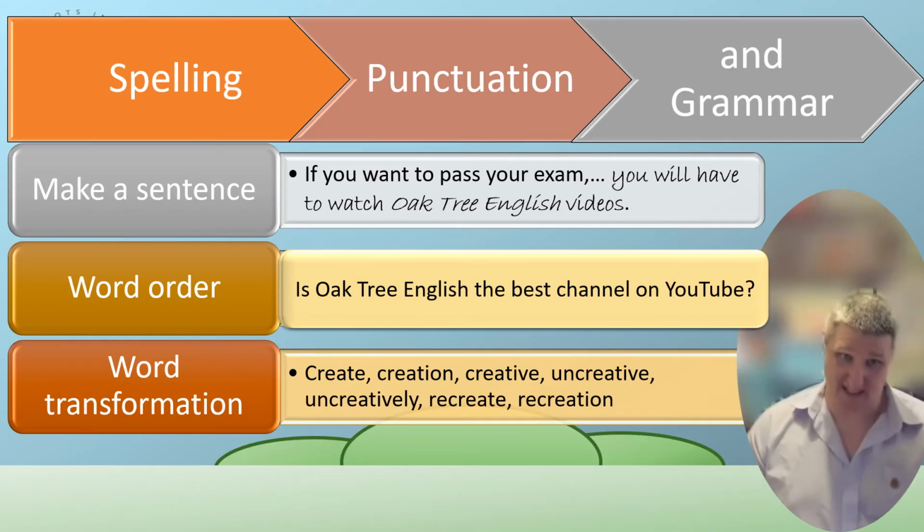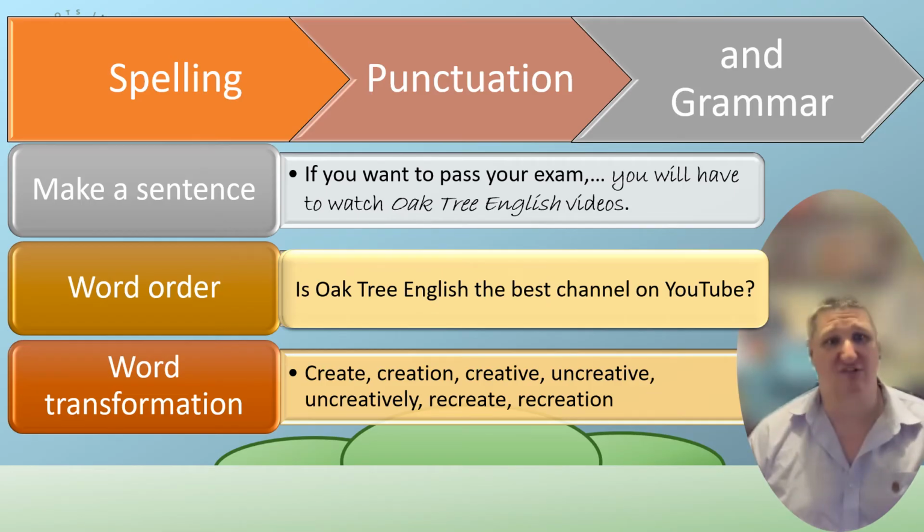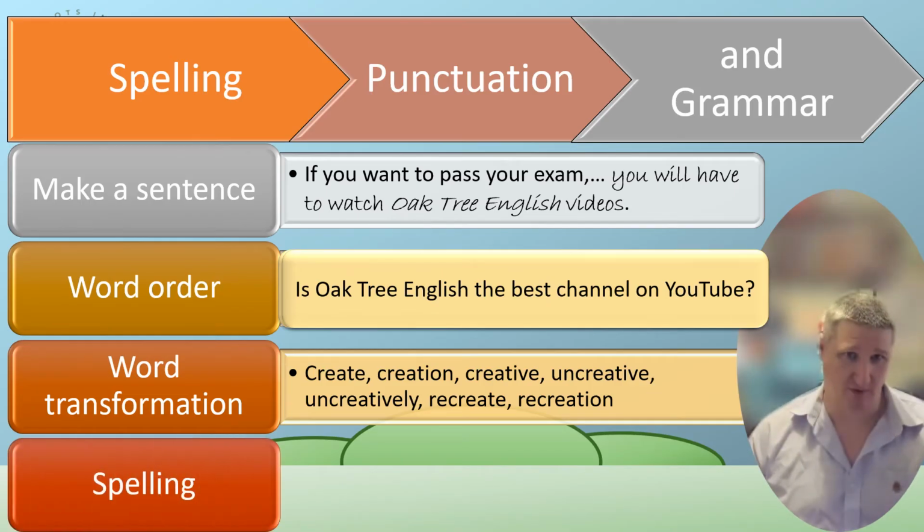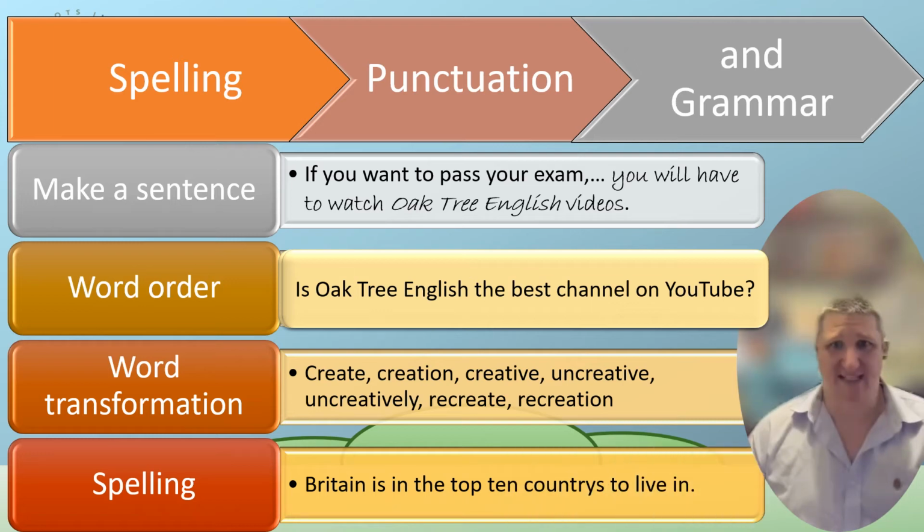Finally, there is a spelling exercise. You're given 3 sentences. Each one has a spelling mistake, one spelling mistake. You must find and correct it. For example, Britain is in the top 10 countries to live in. And obviously, countries there is spelt wrong. It should be spelled with an IES, which follows the rule about pluralizing.